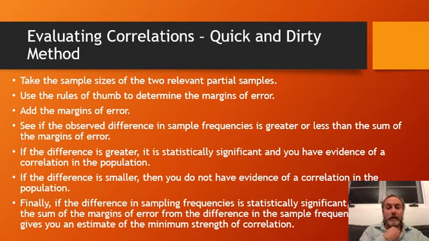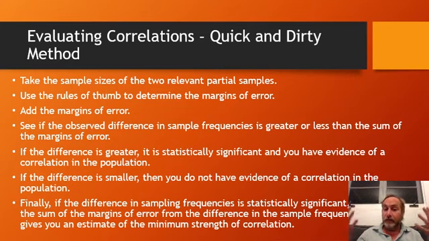Okay, so evaluating correlations, quick and dirty method. Here's another thing you could do. You could take the sample sizes of the two relevant partial samples. Recall we had a sample of 600, but when we're calculating margins of error and trying to evaluate a correlation, for the 500 red, we used 500 to look up on our table for a margin of error, and for the 100 non-reds, we used 100 to look that up on our table, right? And then you use those rules of thumb, add the margins of error together, and then see if the observed difference in sample frequencies is greater or less than that sum of the margins of error.